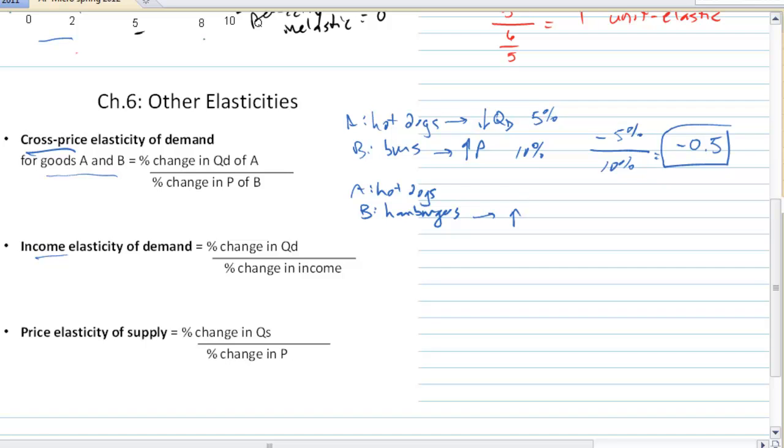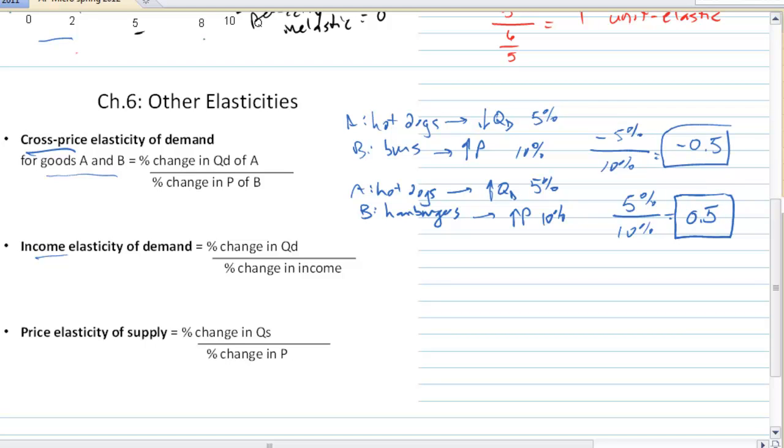Say that an increase in the price of hamburgers of 10% leads to, we find from the data, say an increase in quantity of hot dogs demanded of 5%. Why would that happen? Well, maybe the increase in price of hamburgers has led people to buy more hot dogs instead of hamburgers. So again, we take the quantity demanded of A. Now it's positive 5%. We've increased the quantity demanded of hot dogs over an increase in the price of hamburgers of 10%. So our cross-price elasticity of demand between hot dogs and hamburgers is positive 0.5.